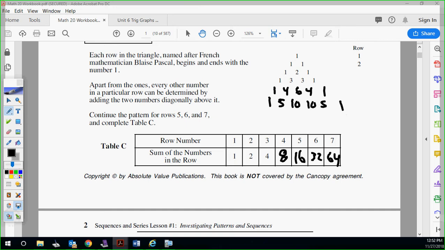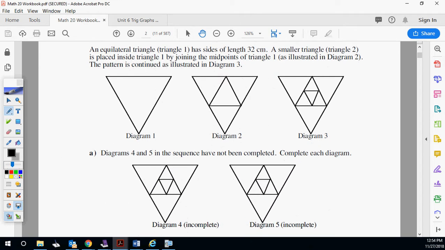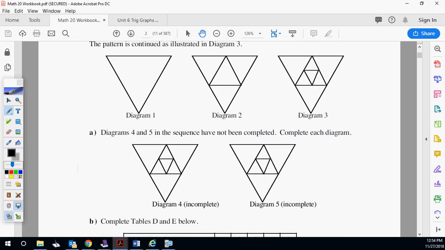Okay, a couple more patterns we're going to look at here. So this one's a little interesting too. Investigation: an equilateral triangle 1 has sides of length 32. A smaller triangle 2 is placed inside of triangle 1 by joining the midpoints of triangle 1. It's illustrated in diagram 2. The pattern continues in diagram 3. Diagrams 4 and 5 in the sequence have not been completed. Complete them. So we're going to do 4 and 5.